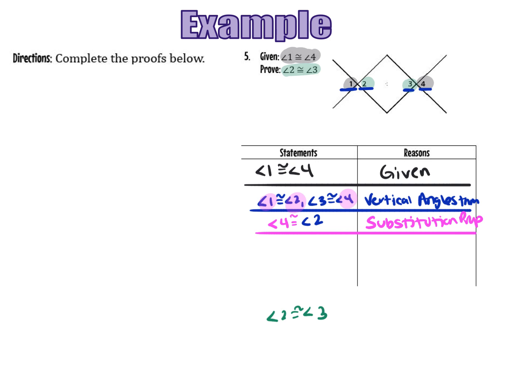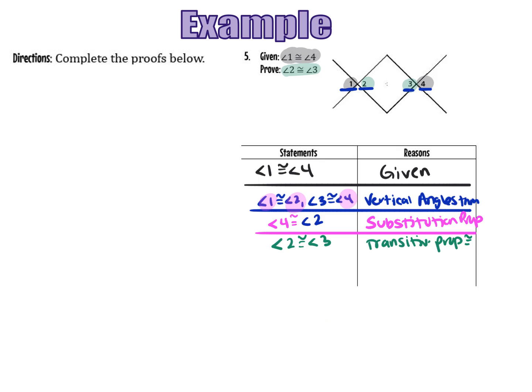So if angle 2 is congruent to angle 4 and angle 3 is congruent to angle 4, I can say that angle 2 is congruent to angle 3 by the transitive property of equality, of congruence. These are all congruent symbols. And that is what I was trying to prove.